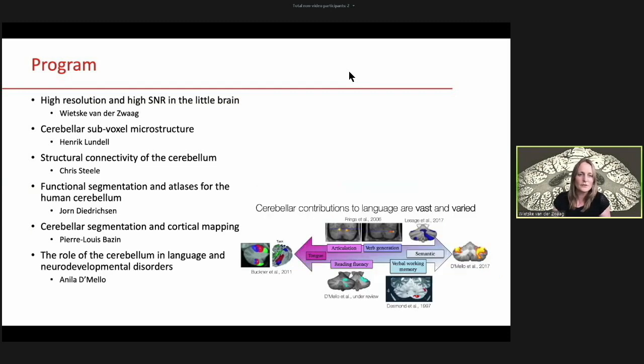And the last of the presentations is given by Anila DeMello, who's going to talk about the role of the cerebellum in language and neurodevelopmental disorders. And this is more of an applied example of the importance of the cerebellum in a task that you might not know the cerebellum was involved in, but that it's involved in very different ways and very extensively so.